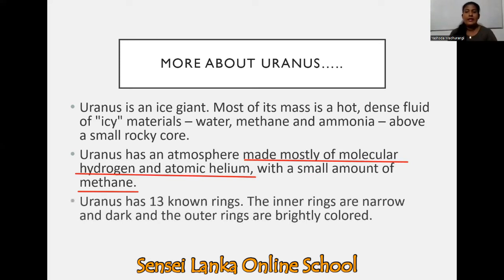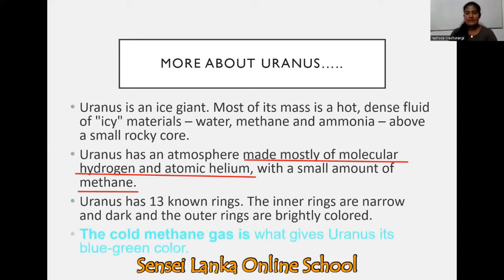Uranus has 13 known rings. Saturn had thousands of rings. Uranus has about 13 rings. The inner rings are narrow and dark, and the outer rings are brightly colored. Remember this information.